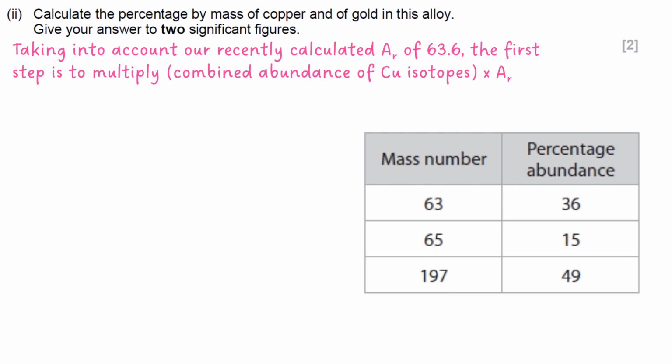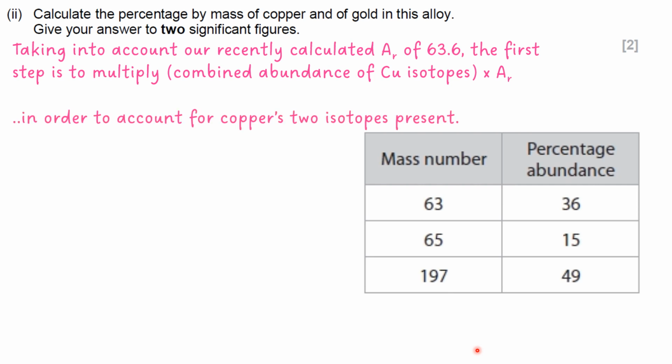So then it asks for the percentage by mass. Now the percentage by mass is different to the percentage abundance. We don't know what the mass of this particular sample is, but the only thing that's to do with mass that we do have is the relative atomic mass, which in this case is 63.6. Now this is part 2, so it follows on from the previous question, so it's a good idea to take into account our previous calculation, 63.6.